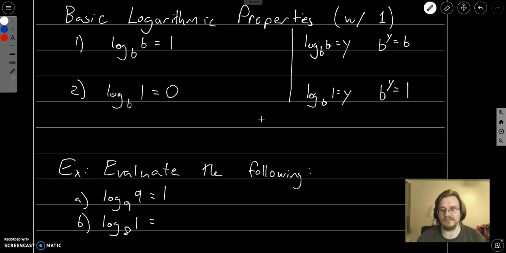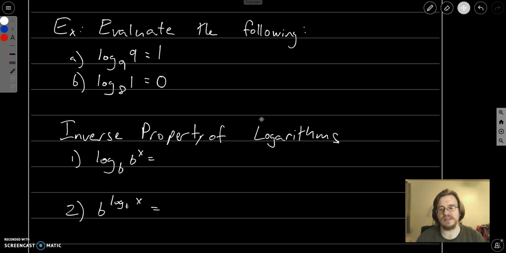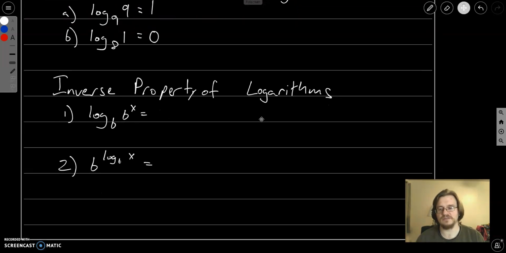Here, I have log base 8 of 1. Well, this is asking 8 to which power is 1? Well, 8 to the 0th power is 1. Any log base anything of 1 is always 0. This is just a couple handy things to keep in the back of your mind. We also have the inverse property of logarithms as well.